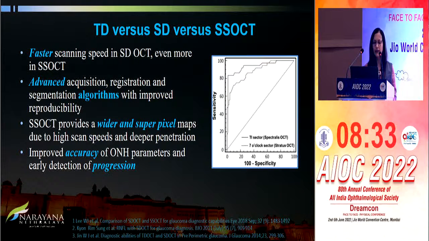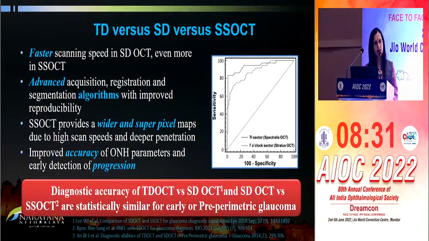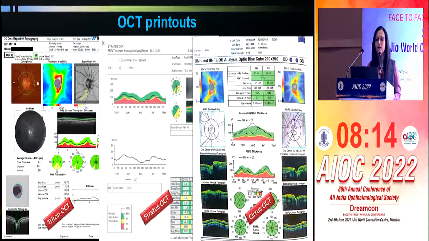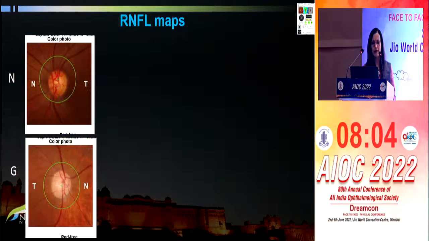So having said that, if you look at the diagnostic accuracy of time domain versus spectral domain or time domain versus swept source, they are statistically similar for detecting early or pre-perimetric glaucoma. So don't worry which OCT you have, you should know how to read it and it can be very useful. Well, there are different OCT printouts which look quite confusing, as there are different machines, but basically everything tells you the same thing. We will take it segment by segment so as to understand it better.